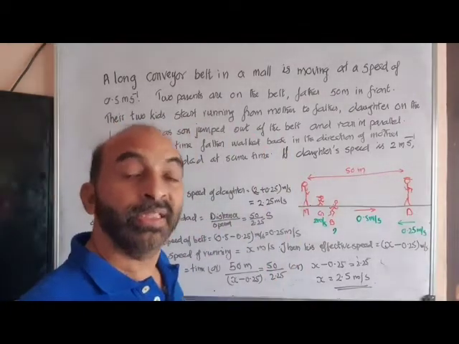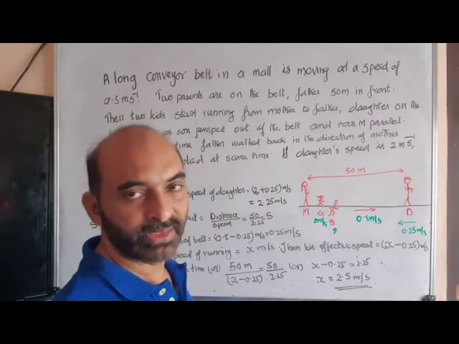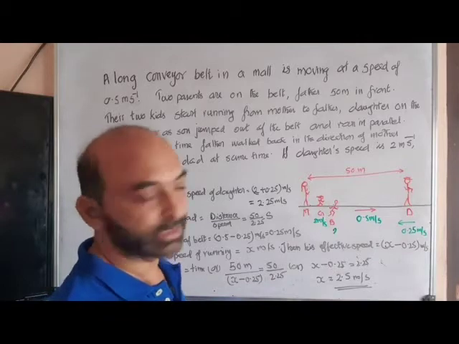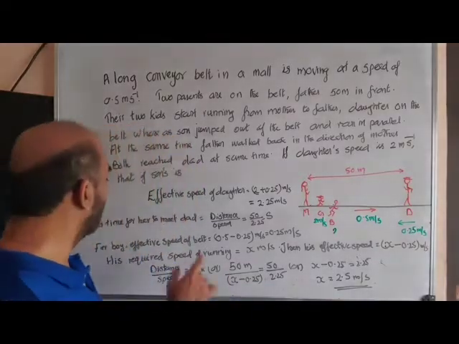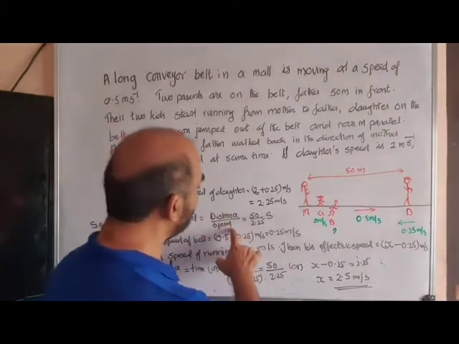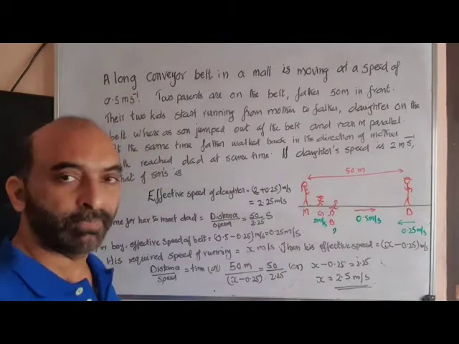The distance to be covered then remains to be 50. Since dad's speed has been added to the daughter's speed, the distance remains constant. It is 50 meter. So the time for her to meet dad is distance by speed, 50 by 2.25 seconds. Okay, let it be there.